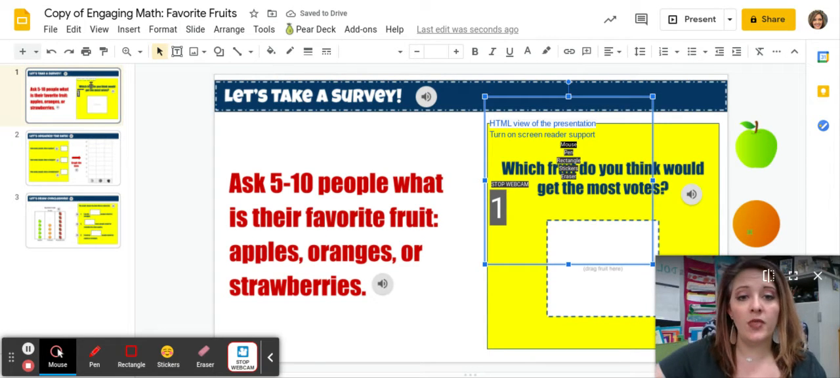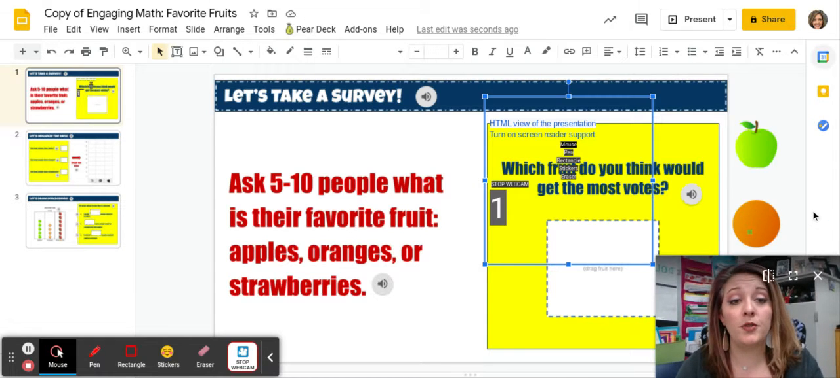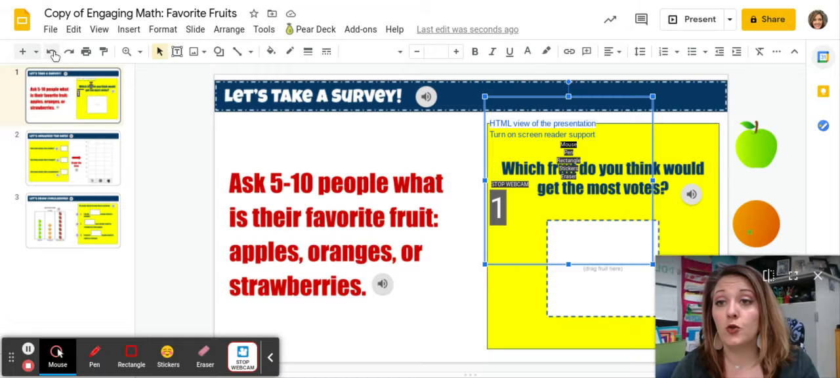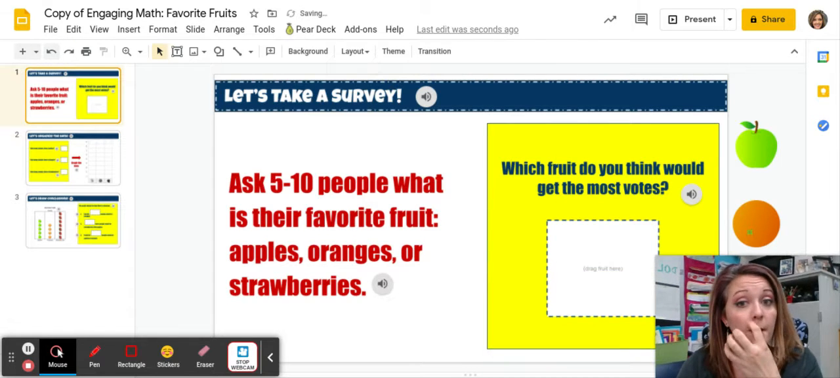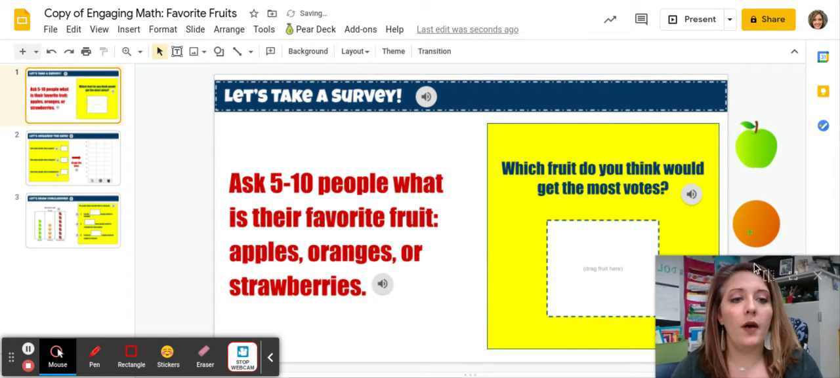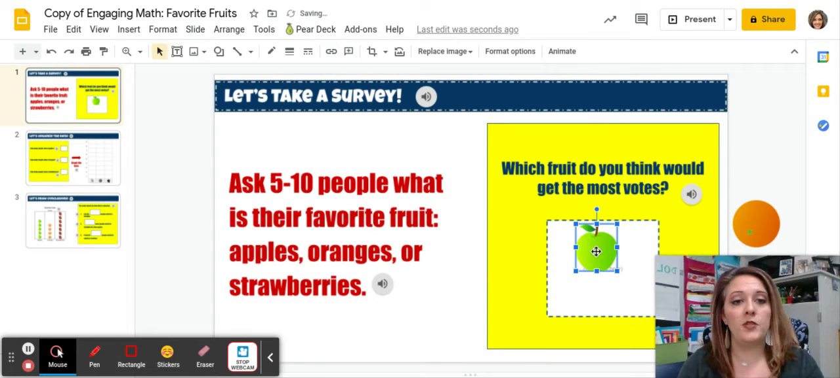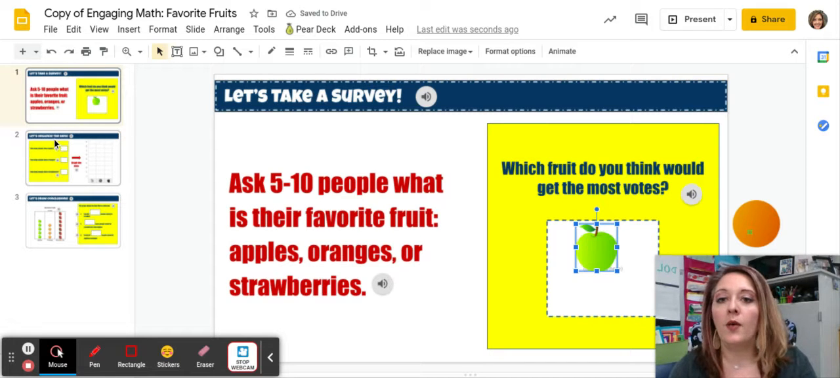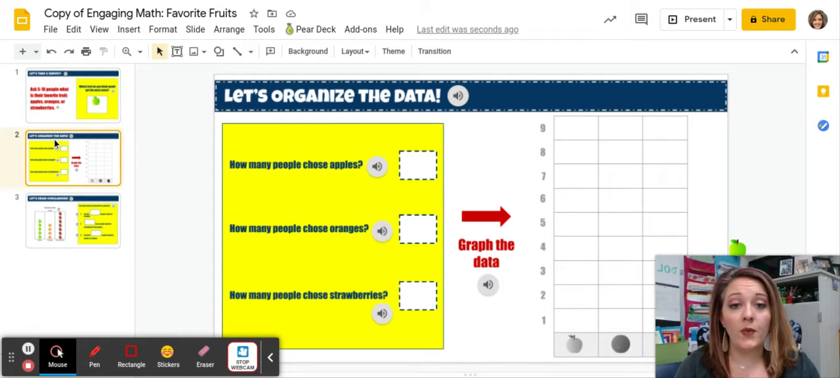So, the first thing that we're going to do is make a prediction or a guess as to which fruit we think will be chosen the most. So, I'm going to choose apple. I think apple will be chosen the most. So, that is what my vote is for. All right. So now it says let's organize our data.